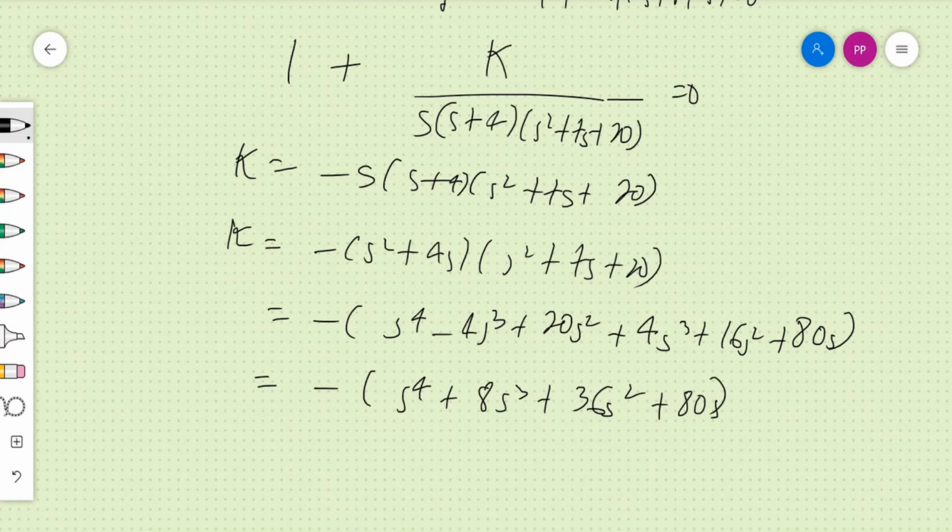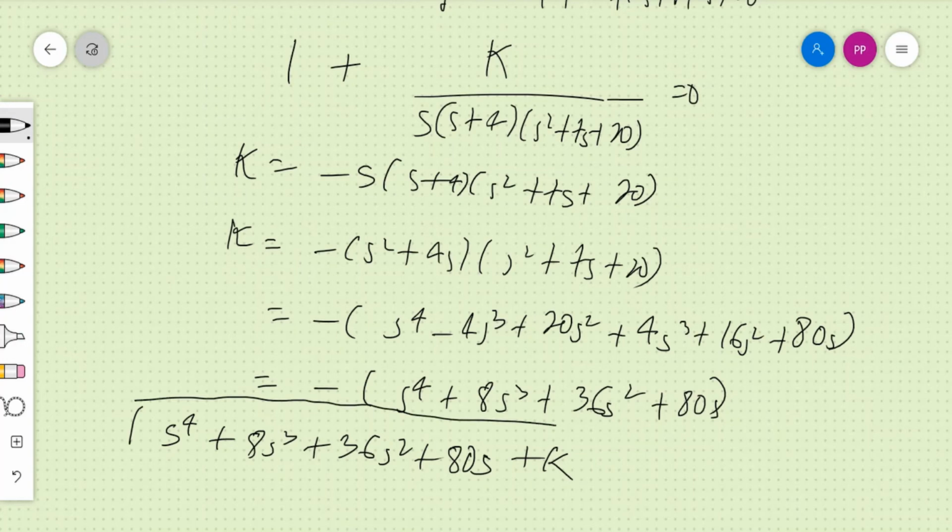So this can be simplified to minus s power 4 plus 8s cube plus 36s square plus 80s. From this, later we will use another form, which will be s power 4 plus 8s cube plus 36s square plus 80s plus k. This is just for the future; I am keeping it, and we'll utilize it later. But as of now we will utilize this value of k.